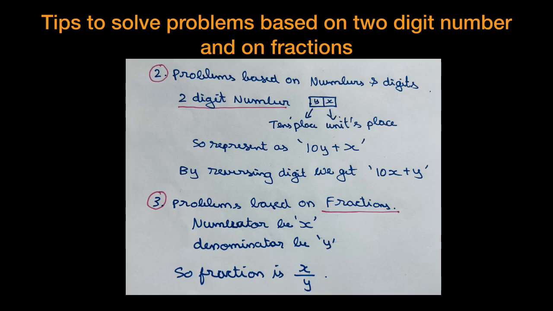Similarly, problems based on two-digit numbers and fractions can also be solved using the linear equation method. Here you have to consider the tens place as y and the units place as x. On summing, the equation will be 10y plus x for a two-digit number. And for a fraction, you have to consider the numerator as x and the denominator as y, and you can solve it easily. So we have completed chapter 3, linear equations.